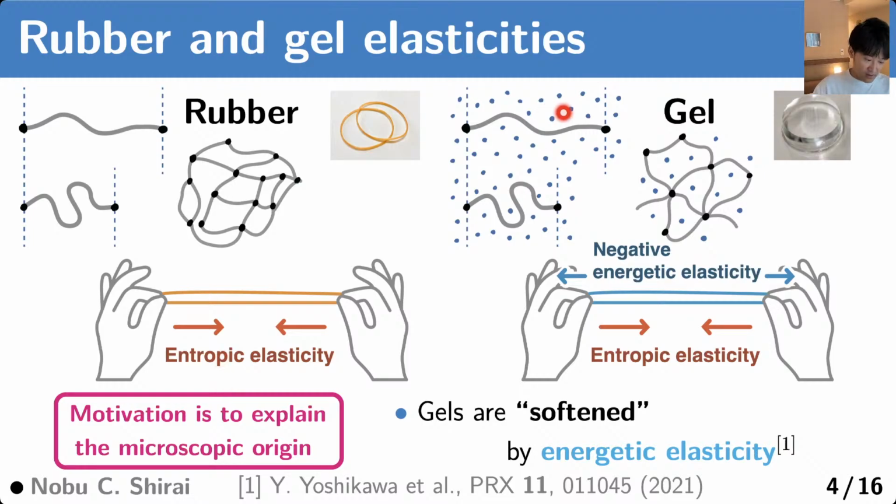And we can explain the intuitive origin using this illustration. I said entropically this state is stabler, but energetically this state is stabler when we assume the attractive interaction between polymer and solvent, because it has more surface to the solvent. So this is the intuitive explanation, but we want to explain it with a theoretical model and statistical physics.